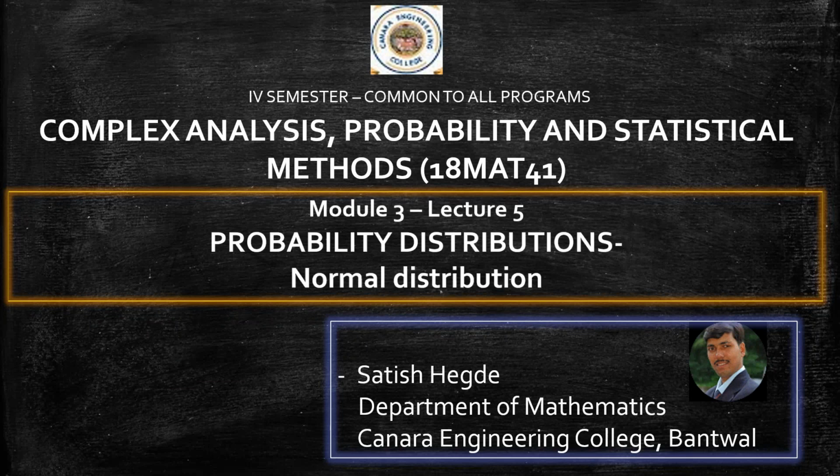Welcome to the last video lecture series on Module 3, Probability Distributions, of Complex Analysis, Probability and Statistical Methods, subject code 18MAT41. We have taken the exponential distribution, a type of continuous probability distribution. So, one more continuous probability distribution, the normal distribution, we'll discuss in this video.